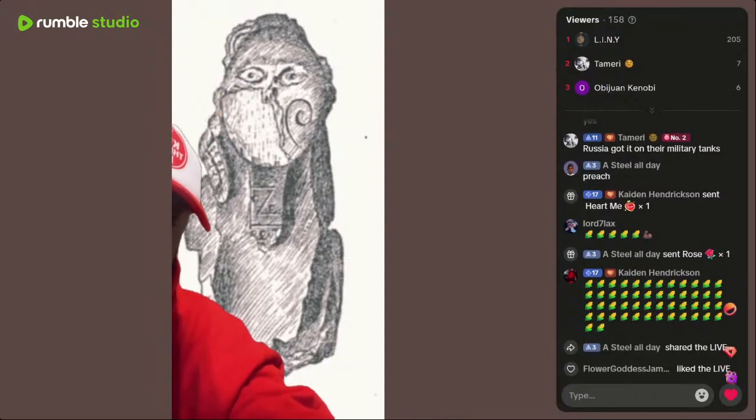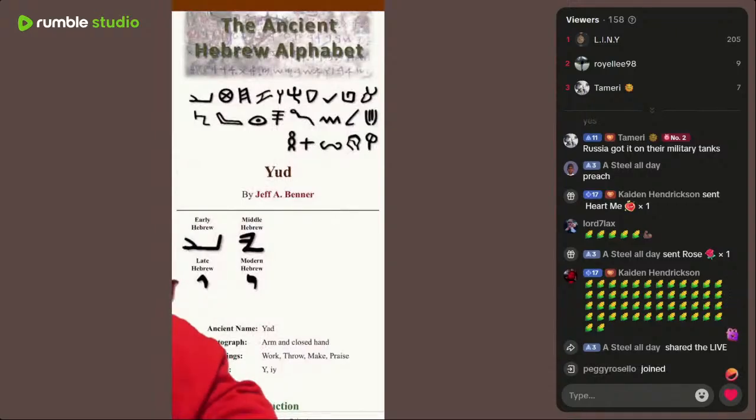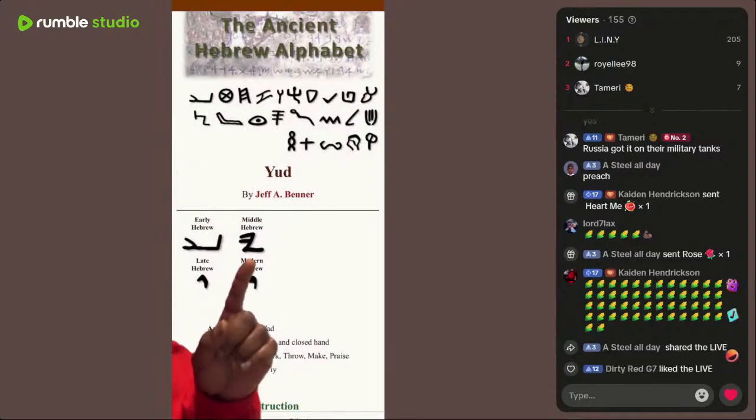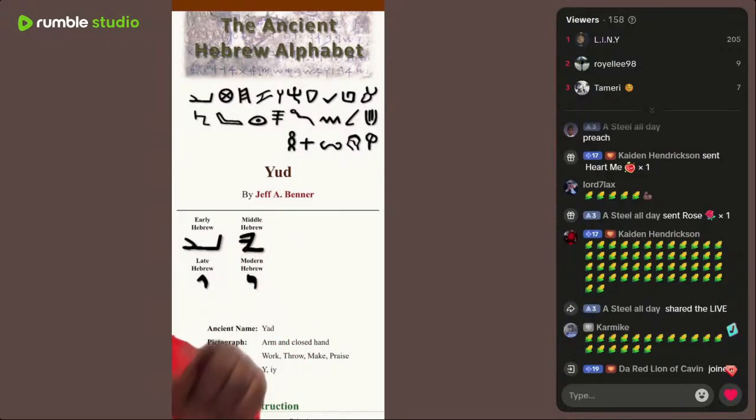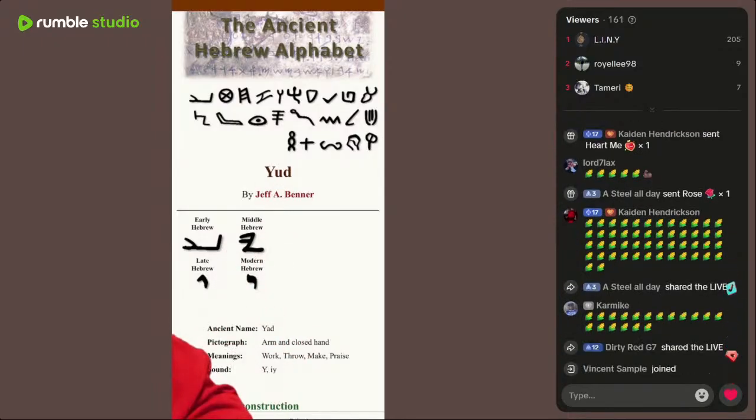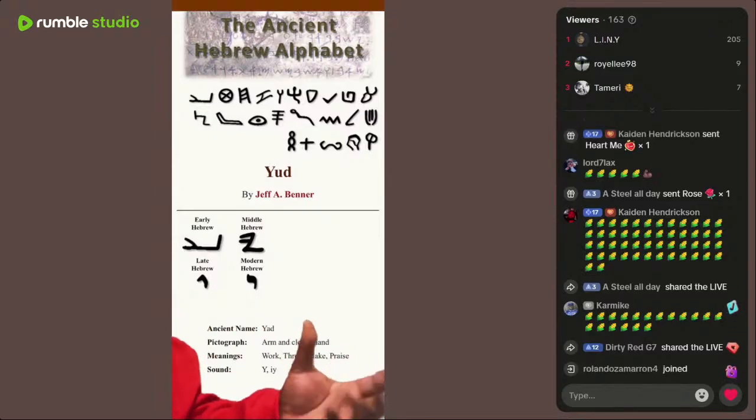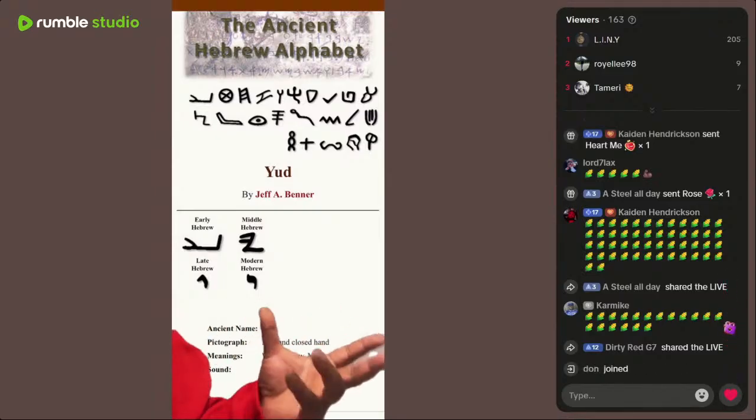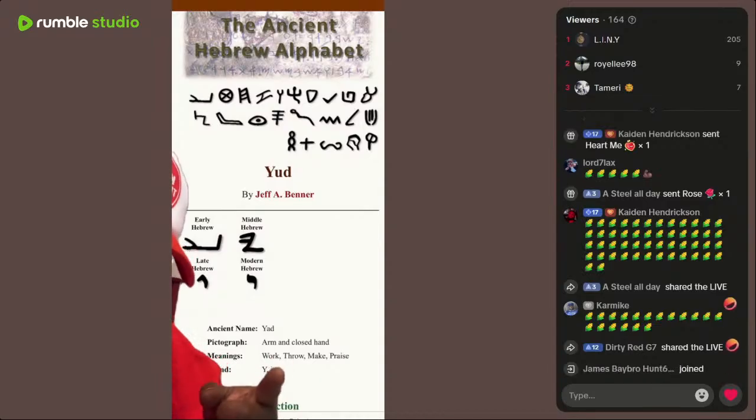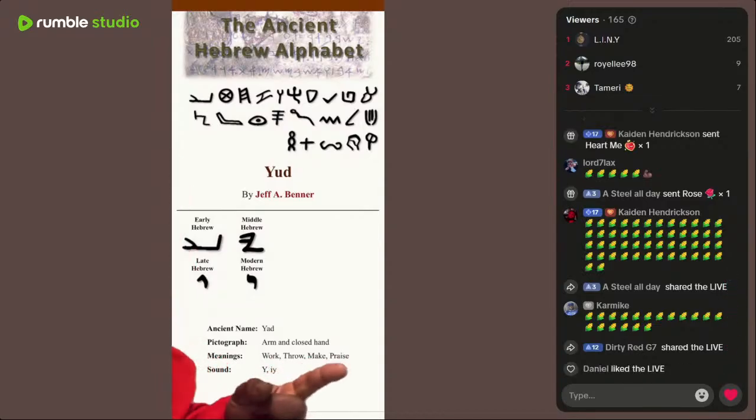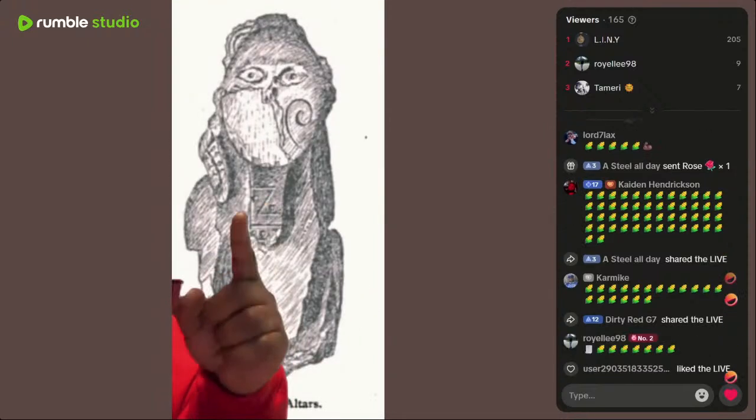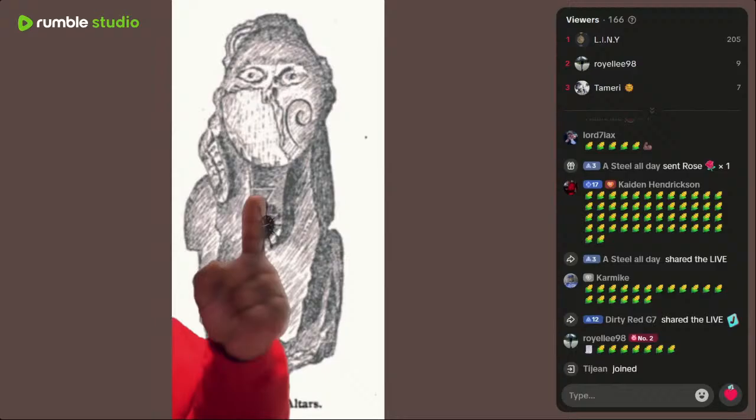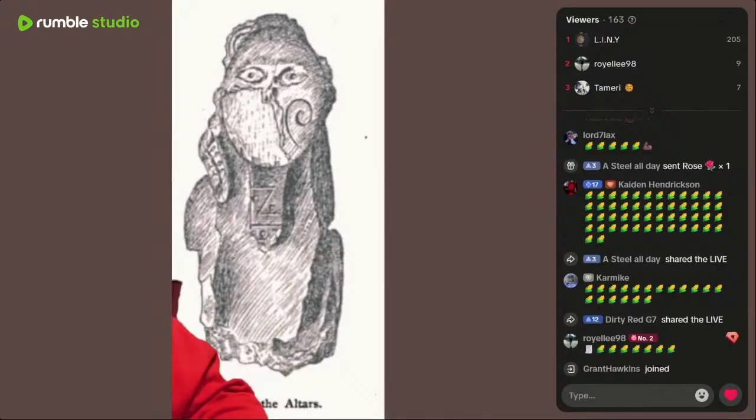Paleo-Hebrew. Let's keep going. Here you go again. Right there. Yud. Yud. Z. You see it? Arm and closed hand. Meaning some type of work. Work, throw, make, praise. Let's go back. There you go right there. Right on the goddamn artifact, Paleo-Hebrew in America.